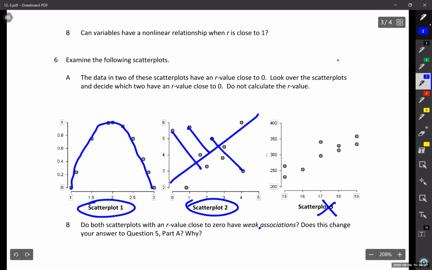It does form a pattern. Very strongly forms a pattern. It makes a nice little rainbow right there. So do they both have a weak association? And I'm going to say no.